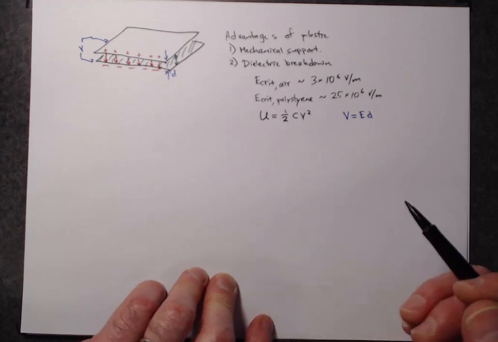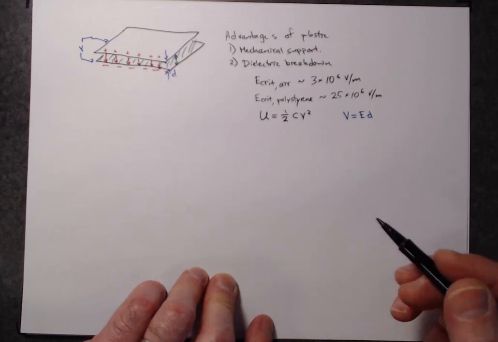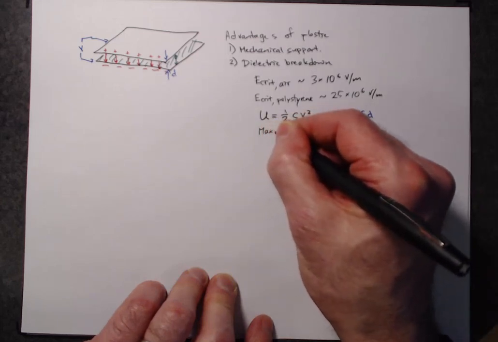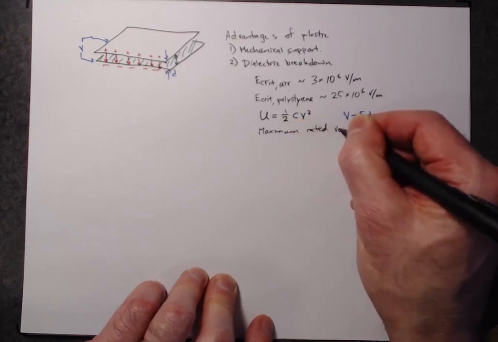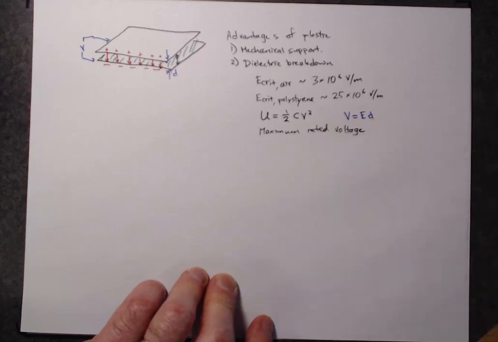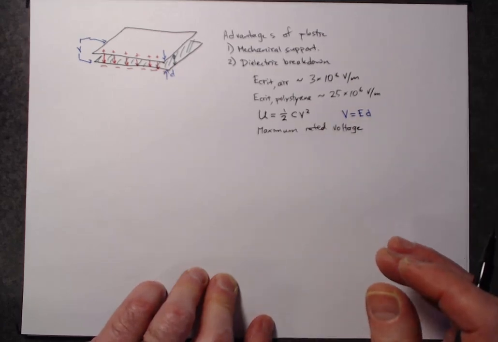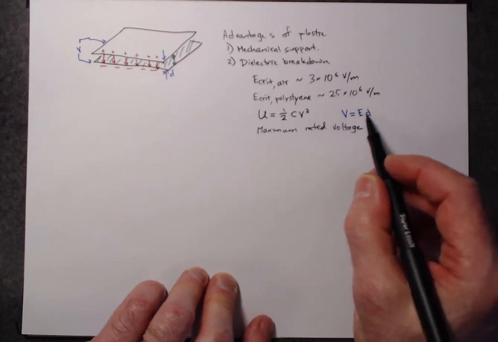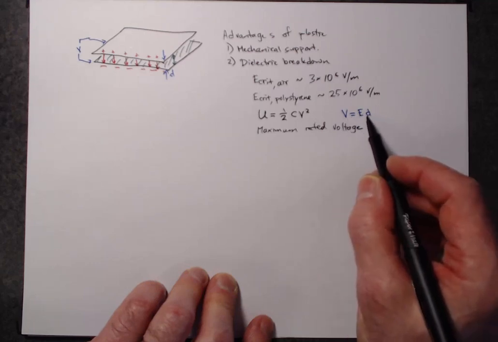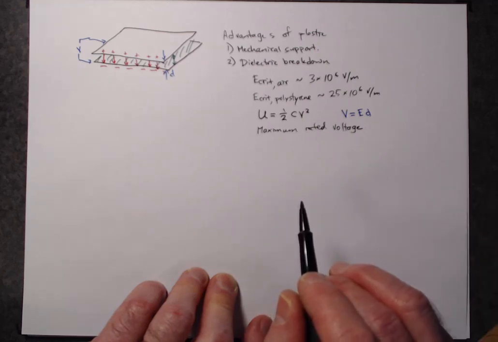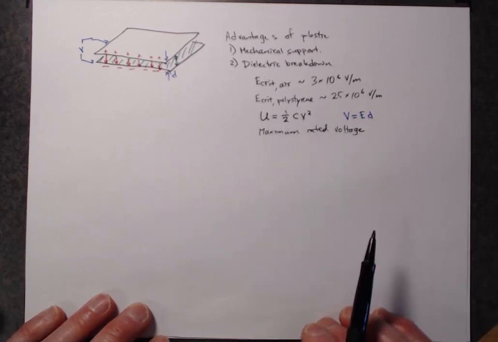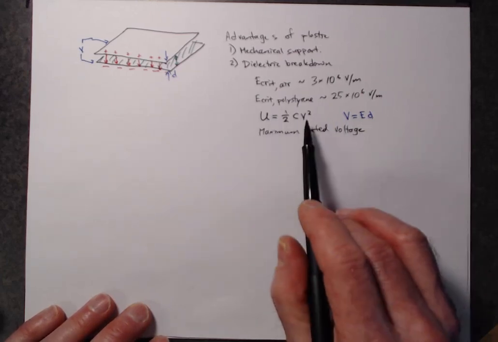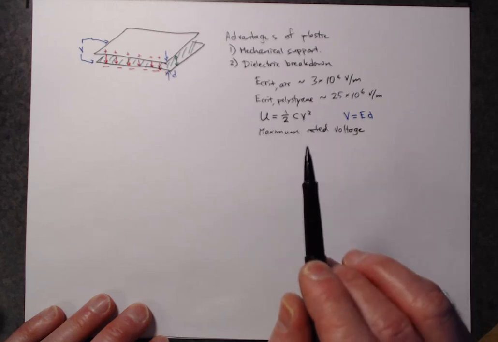When you purchase a capacitor, it will tell you a maximum rated voltage that you can use. And if you go beyond that voltage, there's a chance that you'll have dielectric breakdown. And you can see how that rated maximum voltage is related to the critical electric field and the distance between the two conductors. So using the plastic allows you to store more energy in the capacitor simply because it allows you to get to a higher voltage.